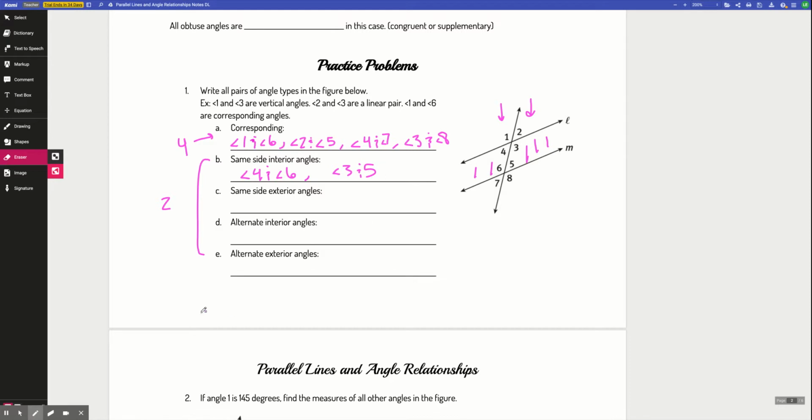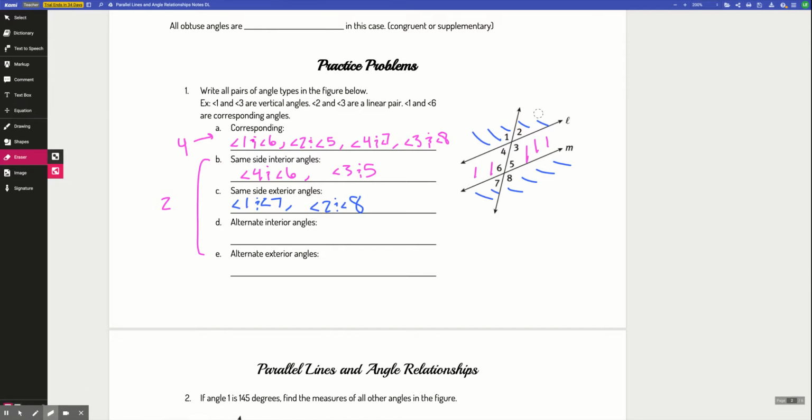A similar idea applies for the same side exterior angles. Those have to be on the same side of the transversal, so either both on the left or both on the right, but they must both be outside the parallel lines. And remember, they have to be in different groups of 4. So angle 1 and angle 7 would be one pair, and then angle 2 and angle 8 would be the other pair. Then we have similar ideas for the alternate interior and alternate exterior.